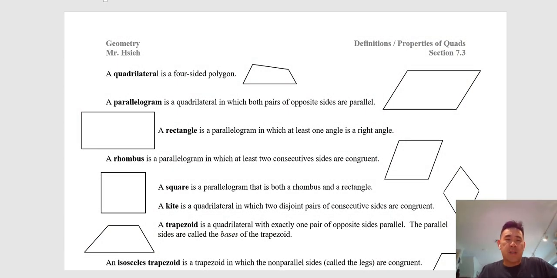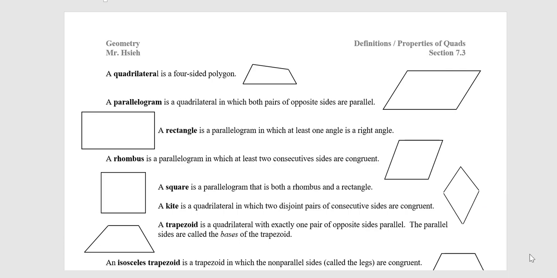Okay, we're moving on to section 7.3. The rest of the chapter is really all about quadrilaterals, and so this is the introductory section for quadrilaterals. A quadrilateral is a four-sided polygon. I think most of you knew that.